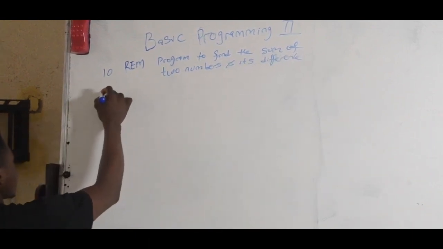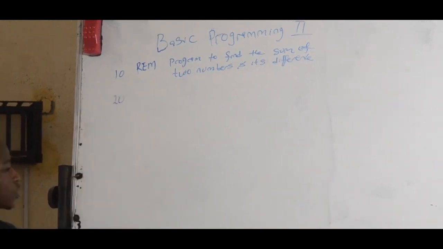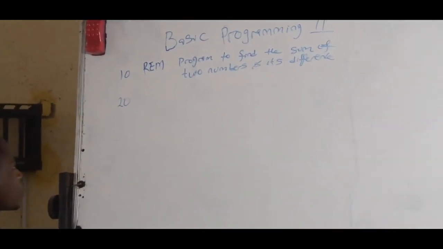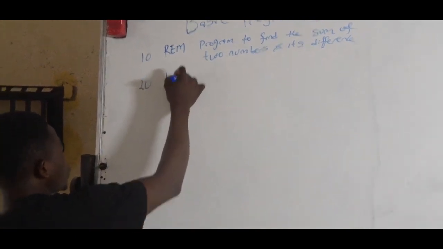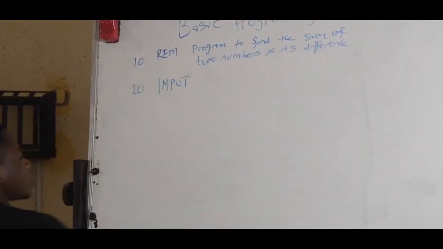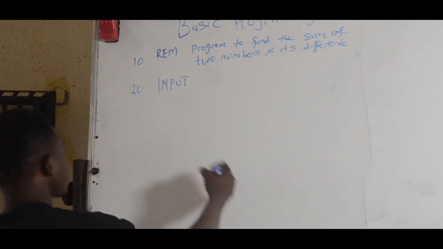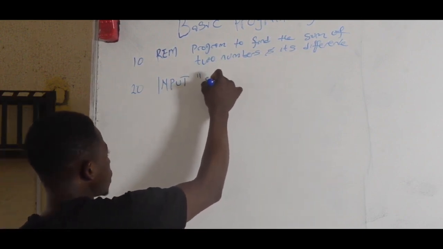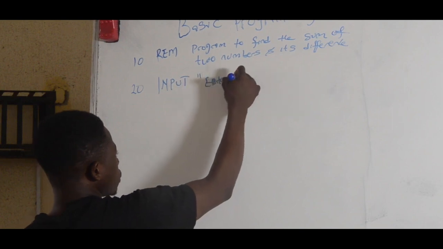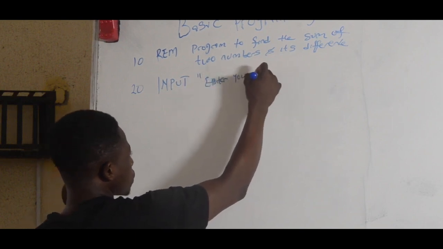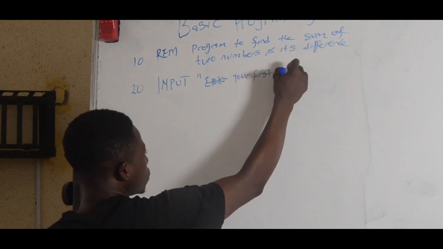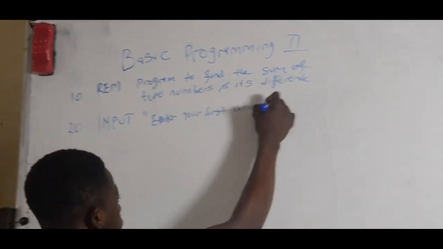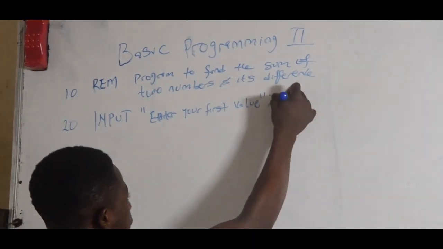Then our next line will move to 20. So what do we have to do? We have to input. We have to tell the user to input something. To make the program more interactive, we now say INPUT "Enter your first value or number", and you close the quotation like this and say A.